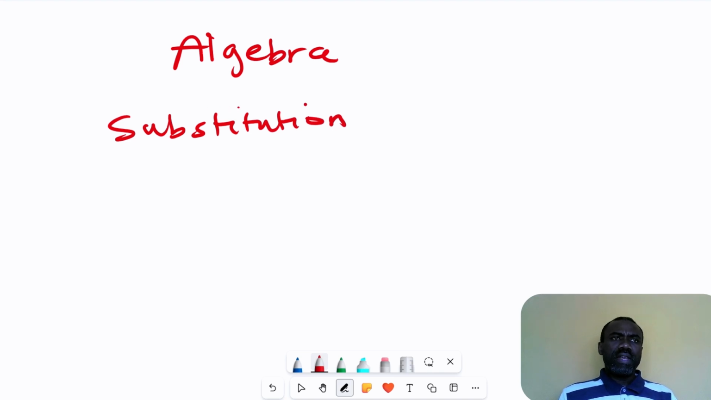Substitution is a very important skill we need to master in algebra if we are to go on and solve more complex algebraic problems. Now, as the name suggests, substitution, we are putting something in place of another.